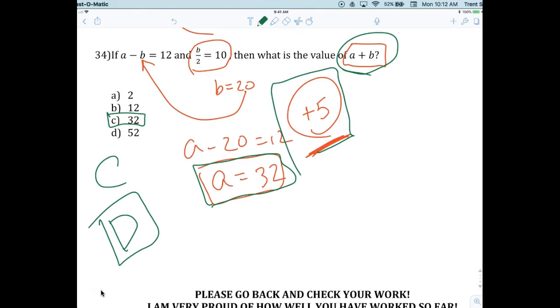So that is the entire test for the evens. Now I want you to go back tonight and double check all of your what? Odds.